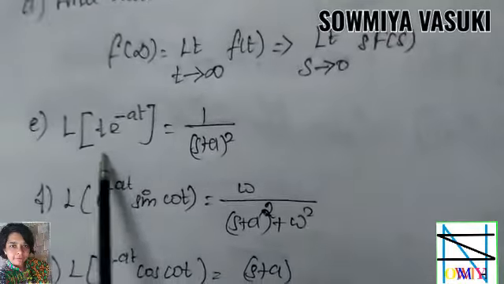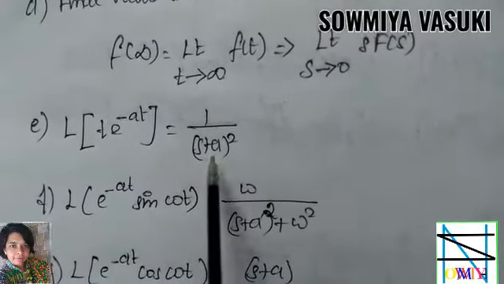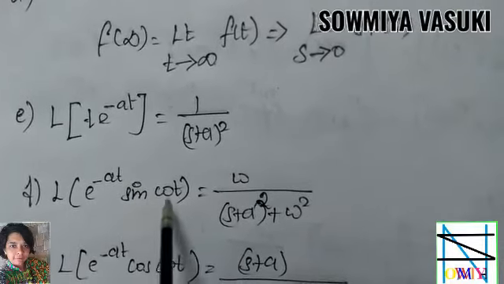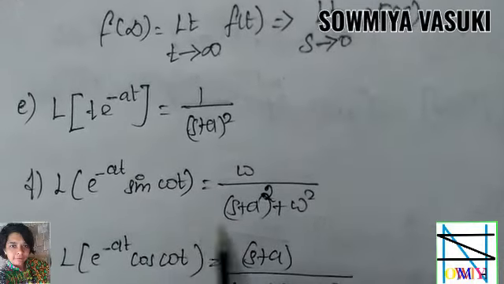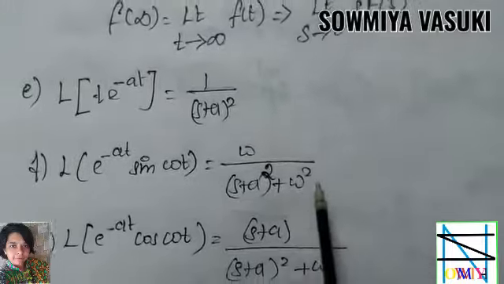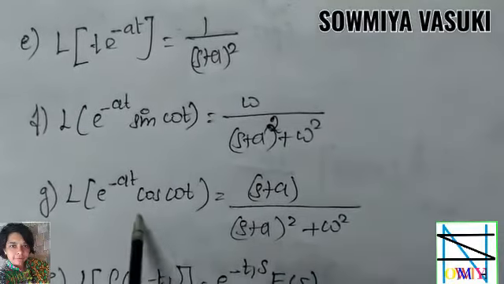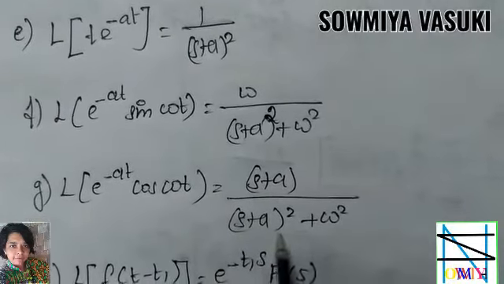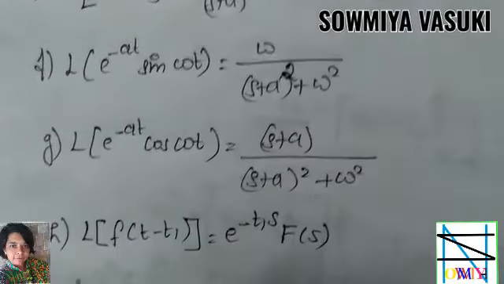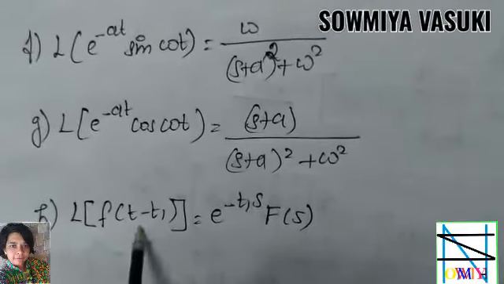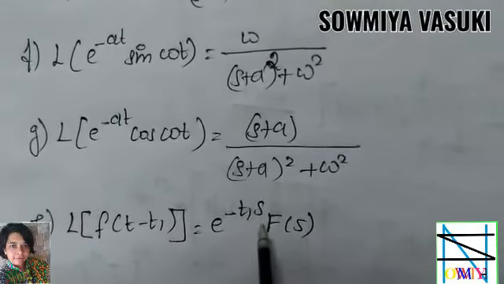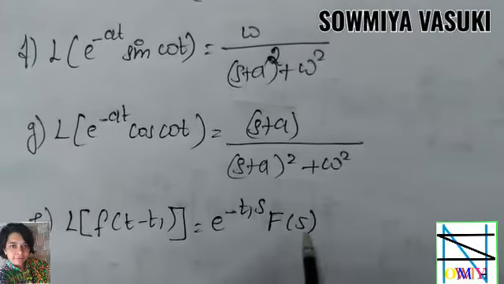L of t e^(-at) is equal to 1 by (s plus a) the whole squared. L of e^(-at) sin omega t is equal to omega divided by (s plus a) the whole squared plus omega squared. L of e^(-at) cos omega t is equal to (s plus a) divided by (s plus a) the whole squared plus omega squared. L of f(t minus t1) is equal to e^(-t1 s) F(s).